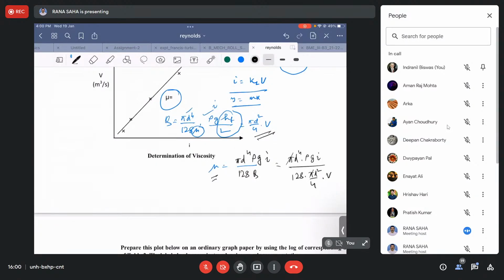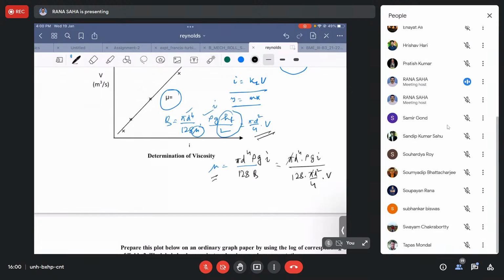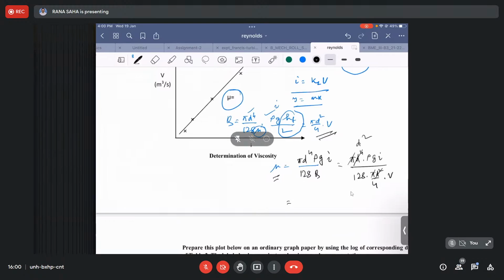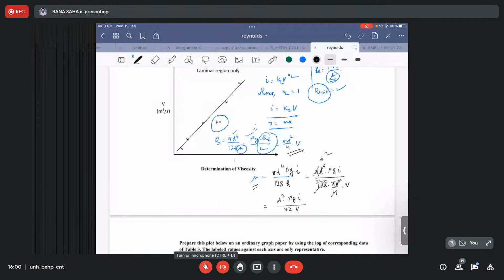So you get some simplification: d square and here it will be d square. So altogether it becomes, and this 4 means 32. So it will be d square rho g I over mu. So here from this V versus I plot, as you see, you can take this I and V at any point on the straight line.